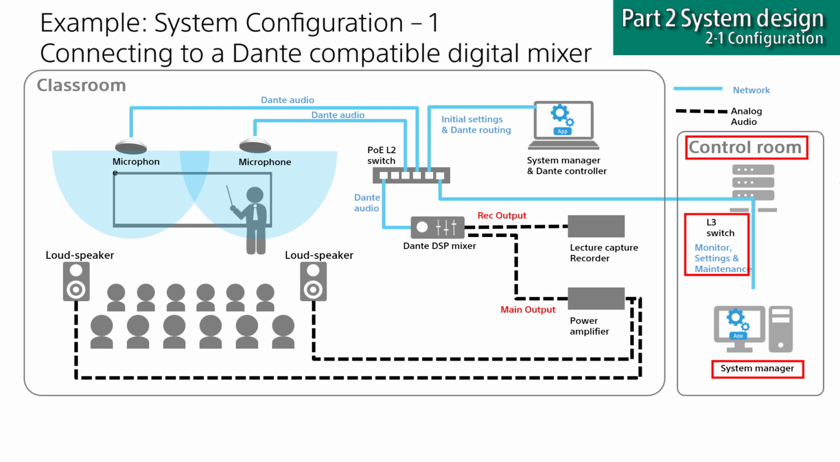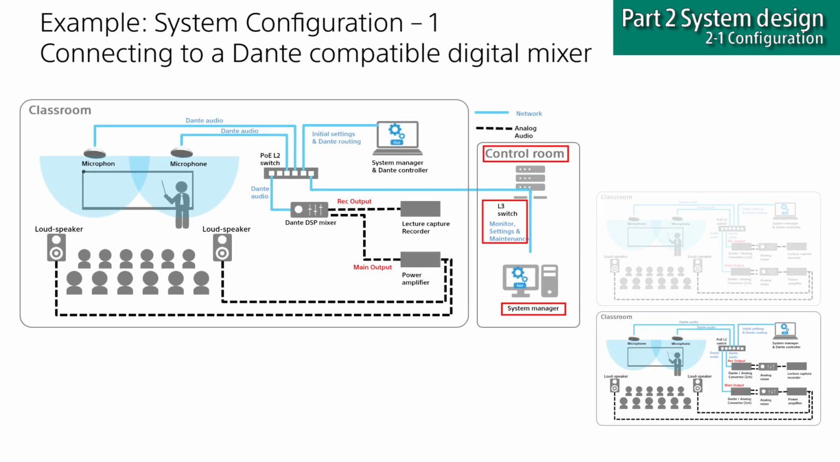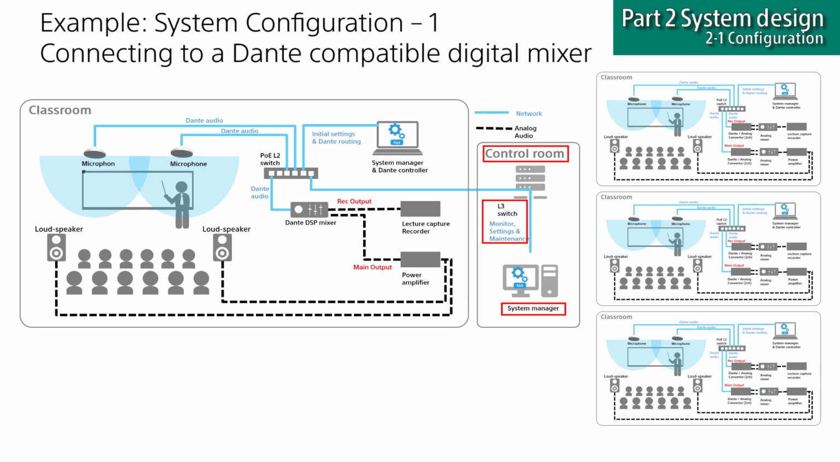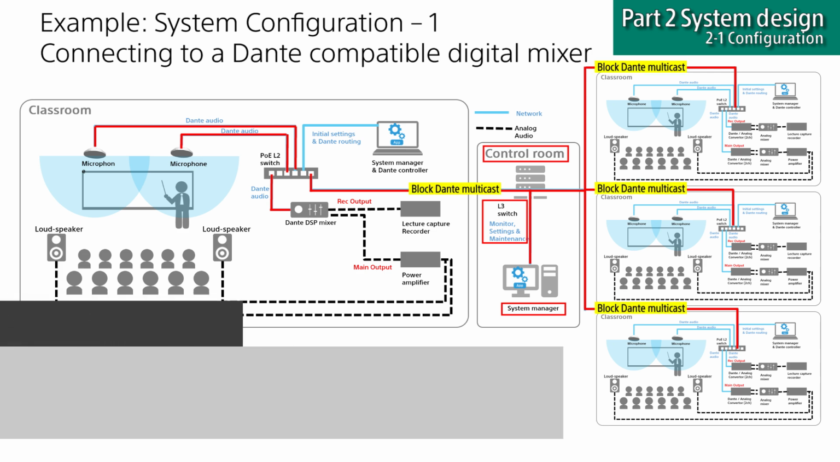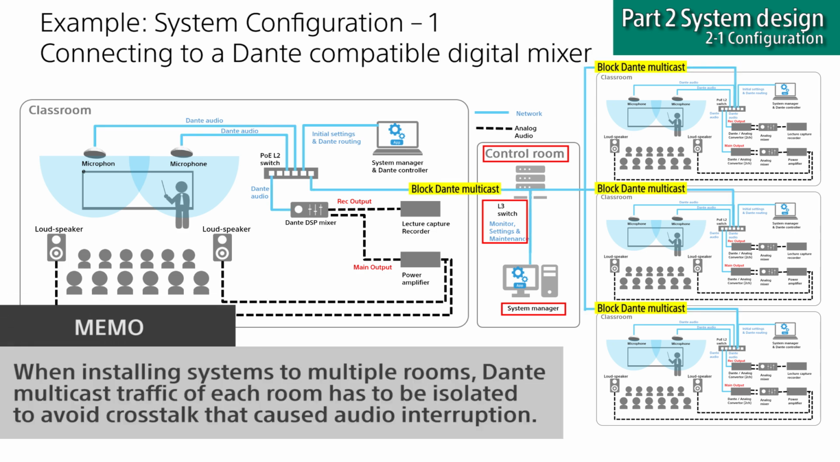This is the tips when you connect the upper layer of network. When you install beamforming microphone system to multiple classrooms and connect each room to campus network, for example, design the multicast traffic to be isolated in each classroom and block unknown multicast from other rooms to avoid the crosstalk of Dante network that cause audio signal interruption.